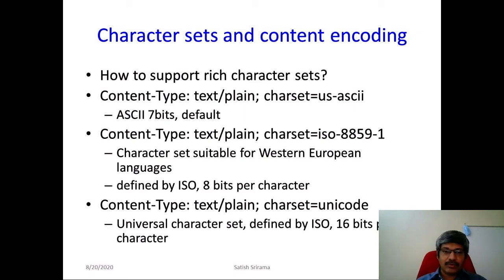I don't know whether you have ever seen certain characters, like U umlaut. On the U there will be two dots. In German it is called U umlaut. These sort of characters could still fit into ISO 8859-1. So text/plain with charset ISO supports this. These are 8-bit characters.